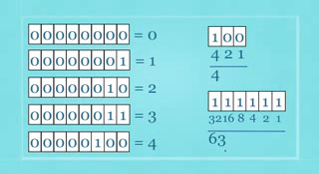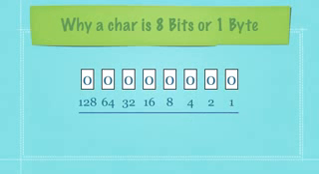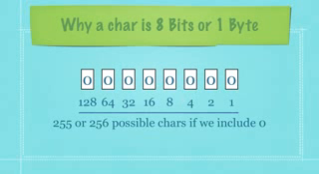So in reference to exactly how characters work, why exactly is a character 8 bits or 1 byte inside of memory in our computer? Well, here we have all zeros and we have a byte or 8 bits. Like I said before, these numbers are going to continue to double for these 8 bits. And what that's going to allow us to do is represent up to 256 possible characters if we include 0. This actually adds up to 255, but that's not counting 0, of course, as a possible number.